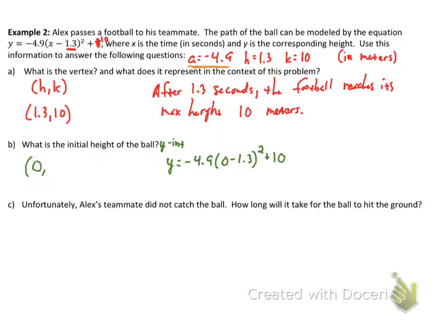All right? So after I plug it into my calculator, I should get out 1.719. Which means, what is the initial height of the ball? The initial height is 1.719 meters.